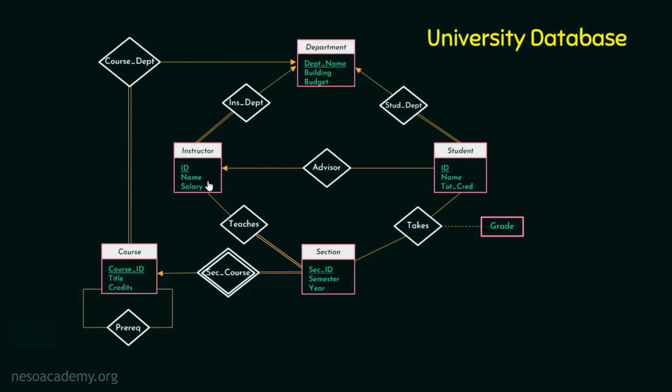A binary relationship is associated between two entities. This is a binary relationship. If you see all other relationships we have discussed so far, except this prerequisite, they are binary relationships because they are associated with two tables or two entities. This prerequisite relationship is actually a unary relation because it acts only on the course table.